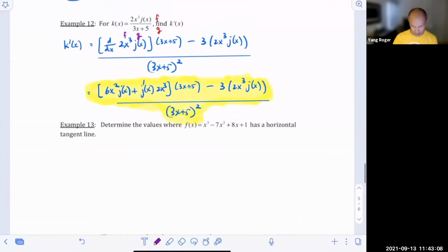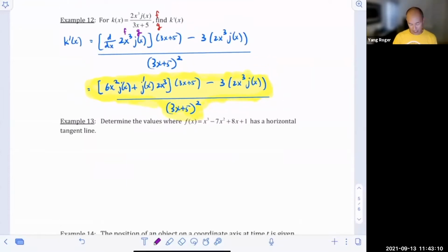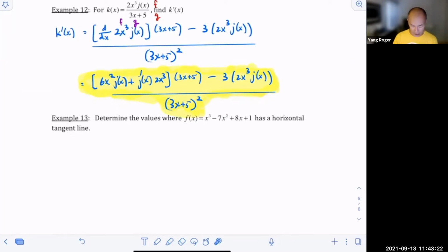All right. Let's look at example 13. You want to find the values where f of x has a horizontal tangent line. Does anyone have any thoughts on how we can approach this problem? What do I need to do? Can you outline the strategy for me? Feel free to unmute yourself if you have a good strategy.